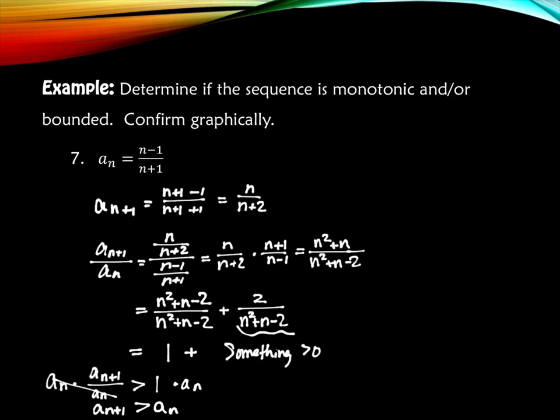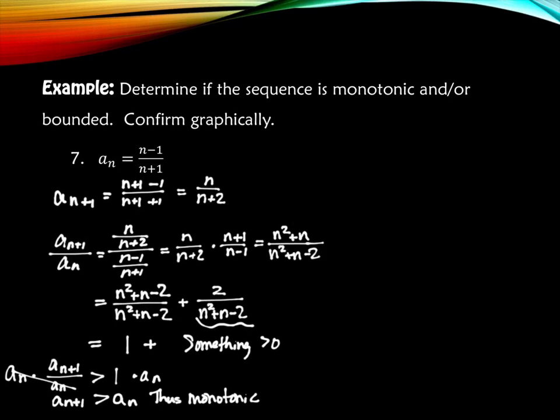I just proved that if I have a sub 7, it's bigger than a sub 6. If I had a sub 10, it's bigger than a sub 9. And since I can do this for any term, because I did it in general for any nth term, this proves that it's monotonic. So I have a monotonic sequence.